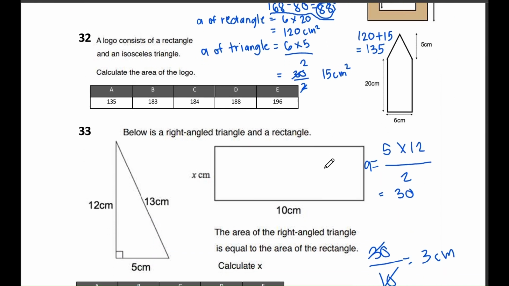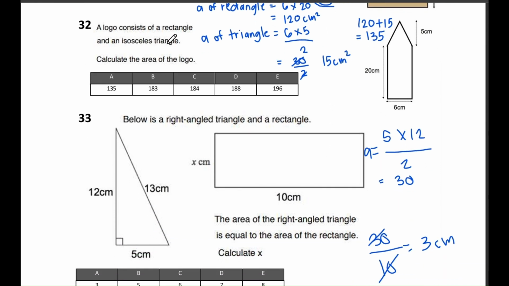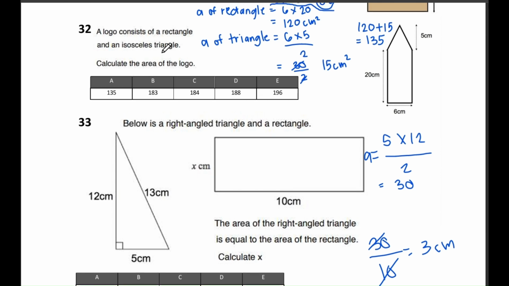Question 32 says, a logo is made up of a rectangle and an isosceles triangle. Calculate the total area of this logo. The options are A is 135, B is 183, C is 184, D is 188, and E is 196. The correct answer is option A, 135. When you work out the area of the rectangle and the area of the triangle separately, and then add those two numbers together, you get a total of 135 square centimeters.